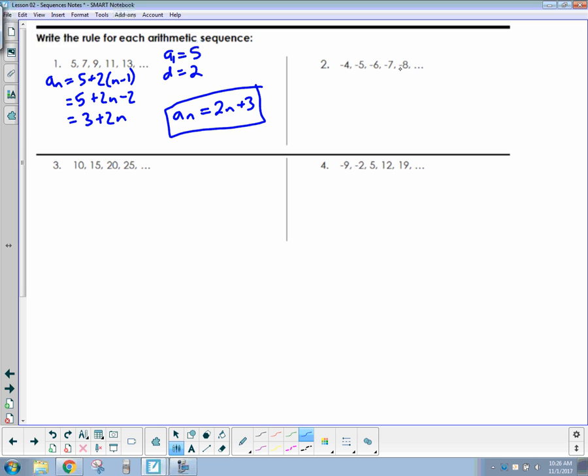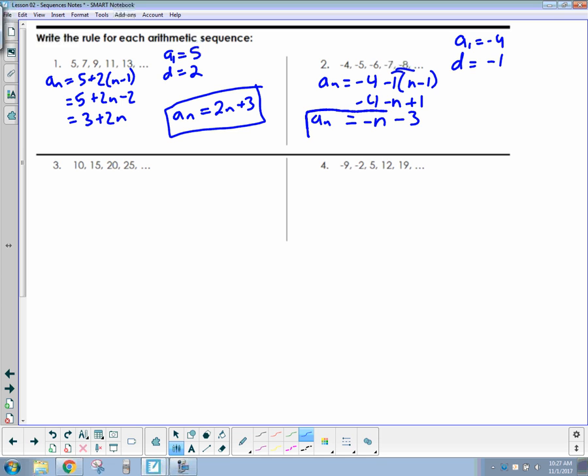The difference here is going to be a negative 1. And then we're just going to plug it in the formula again. AN equals first term, which is negative 4, minus 1, parentheses n minus 1. Distribute again. Negative 4 minus n plus 1. Combine like terms, and we get negative n minus 3, and this is the formula for this sequence.